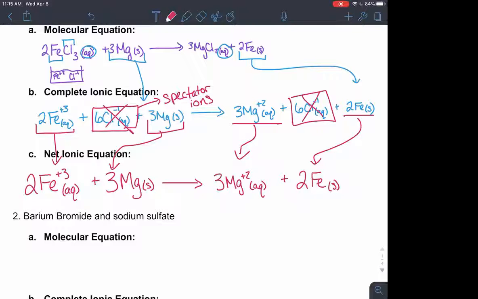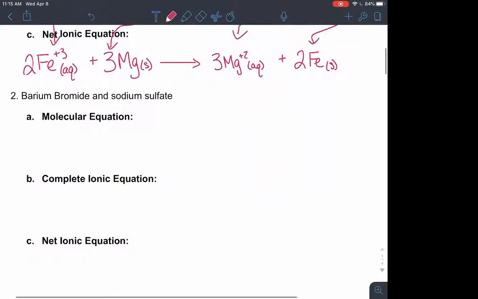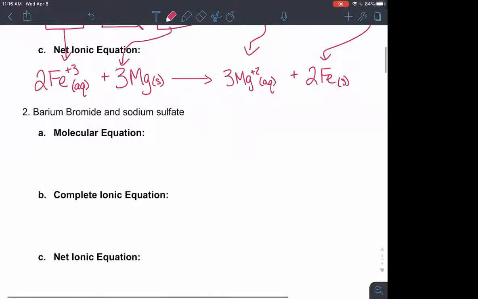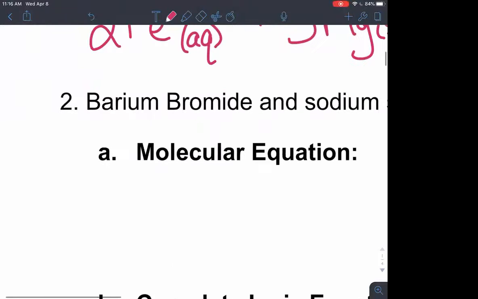Okay. You want to try it again? Sure. All right. So we have barium bromide. So do you know what barium's element symbol is? Ba. Do you know the charge of barium? 2. Perfect. Bromide. Do you know what that element symbol is? Br. And do you remember the charge on that one?